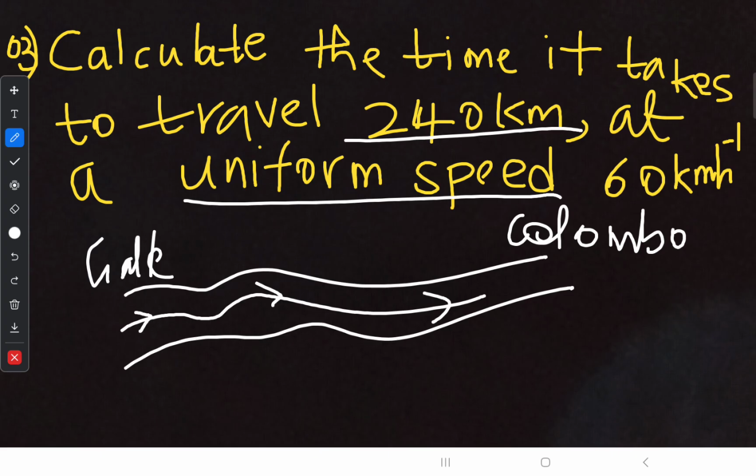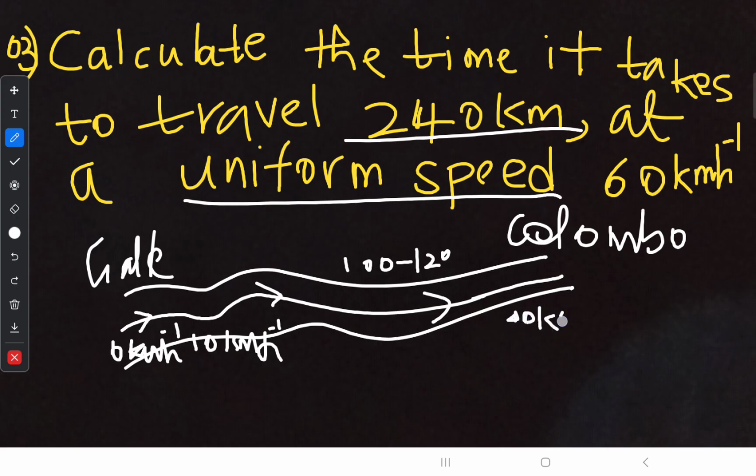Otherwise, at the start it's 0 kilometers per hour. Somewhere here it's 10 kilometers per hour. On the highways you can see it's around 100 to 120 kilometers per hour. When it reaches the Colombo bus station, it's 40. That's a heavy traffic place, no? So 40 kilometers per hour. At the end, it's 0 kilometers per hour.